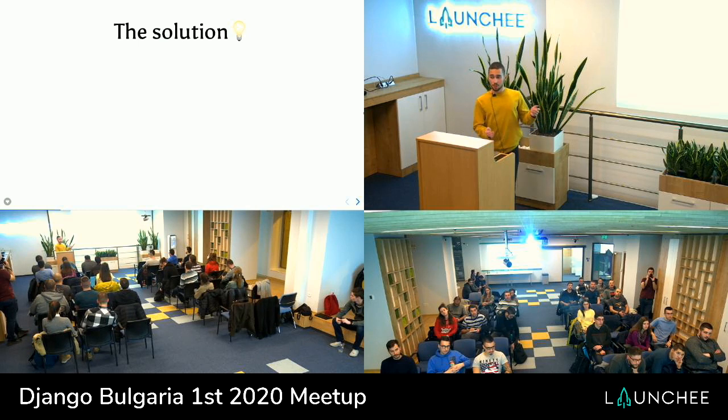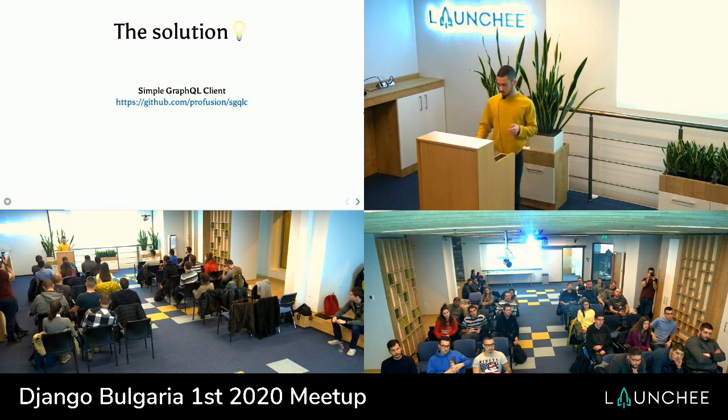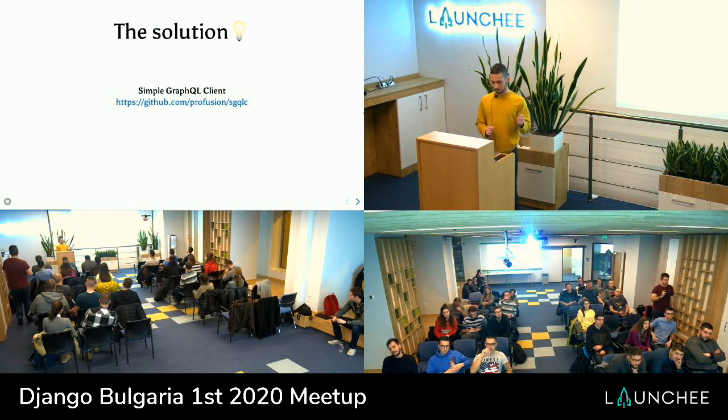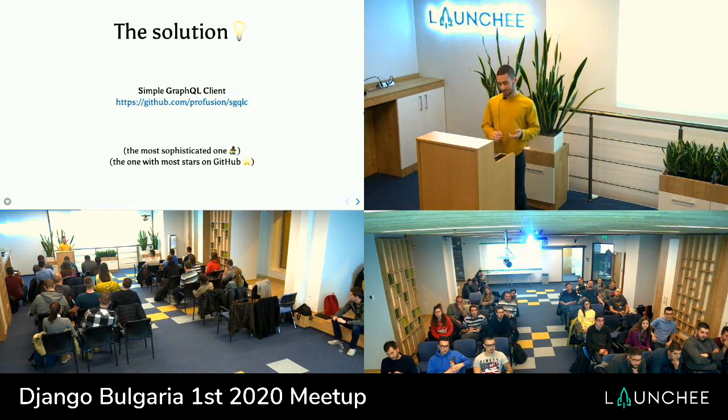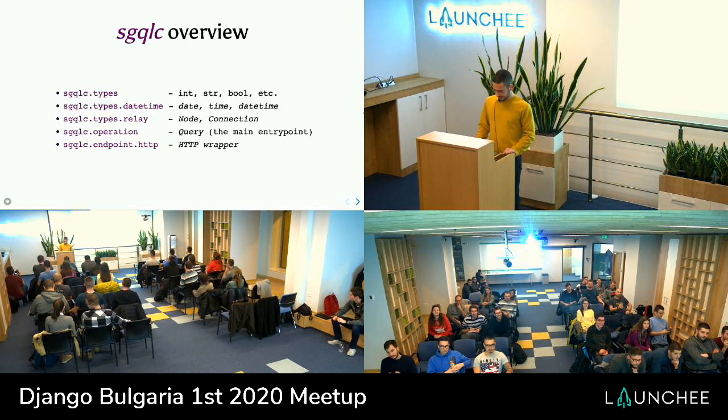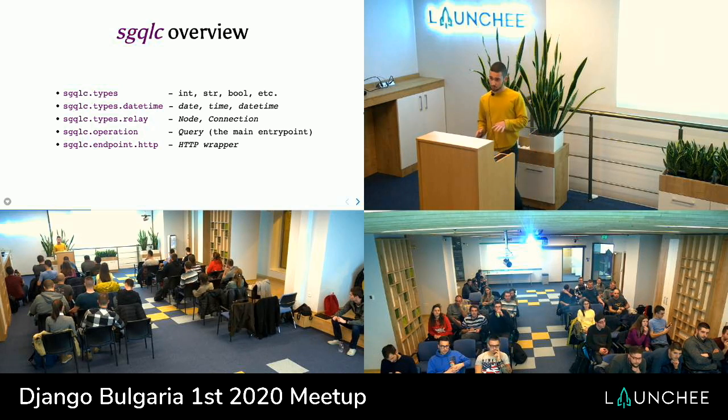So we can think of a solution. One solution that we found in HackSoft and that we use is called Simple GraphQL Client. It's shortened for SGQLC. It's hosted on GitHub, developed by Profusion. And why we chose it? It's basically the most sophisticated one of all the packages that we tried. And it has the most stars on GitHub, so it's another important thing. So let's begin with an overview of this package. We have several modules that we use.